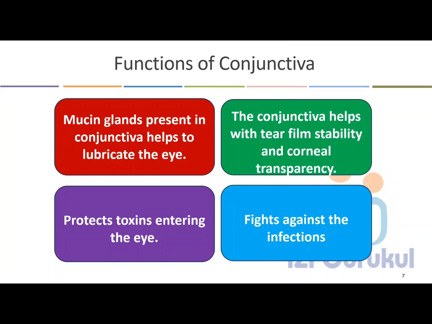The conjunctival layer helps to protect the inner part of the eye from toxins. Due to the presence of immunocompetent cells in the conjunctiva, it fights against infections, and these immunocompetent cells contribute a rich supply of immunoglobulins.